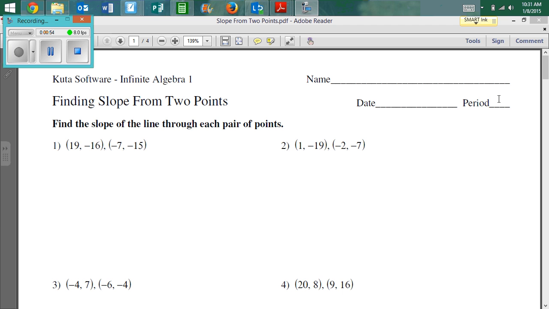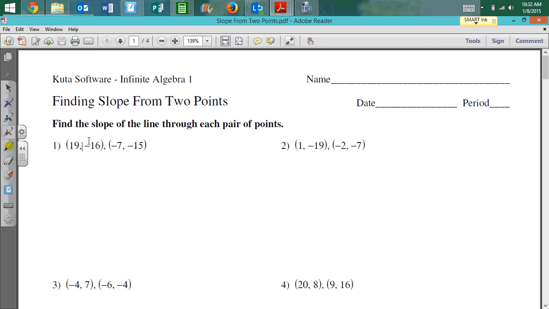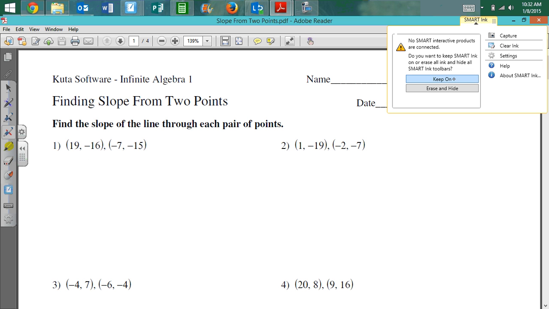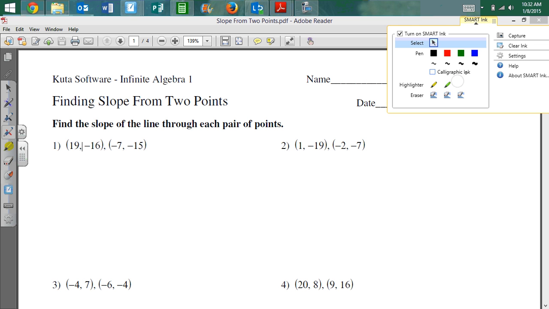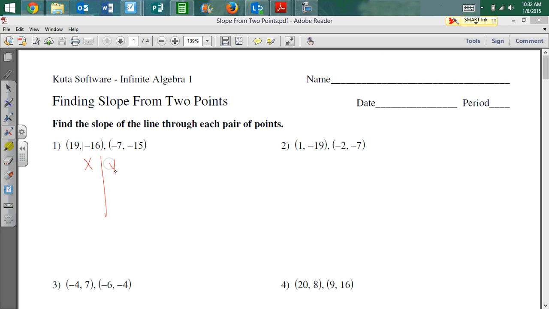And what I would like for you to do is look with me at number 1. Number 1 has 2 points, an x and a y. What I want you to do is put it into a table form. So I'm going to make an x and a y. Okay, so here's my x and my y. Now for this first point, I have 19 and negative 16. And for the second point, I have negative 7 and negative 15.